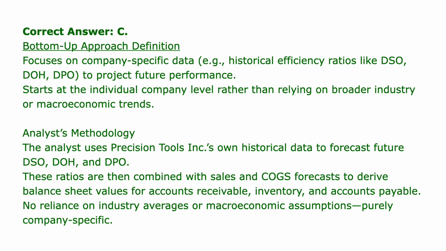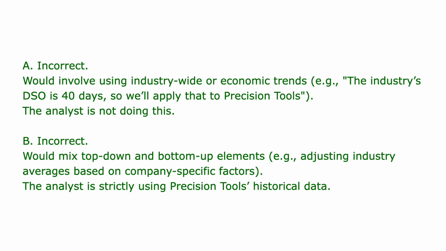Correct answer, C. Bottom-up approach focuses on company-specific data to project future performance. Uses historical data of the individual company, such as DSO, DOH, and DPO. Combines forecasted ratios with sales and COGS to derive balance sheet values. A. Incorrect. Analyst not using industry trends for analysis. B. Incorrect. Analyst uses Precision Tools' historical data, combining top-down and bottom-up elements.